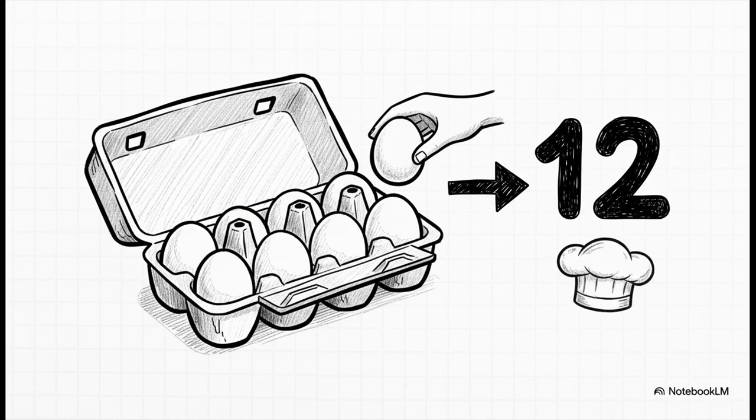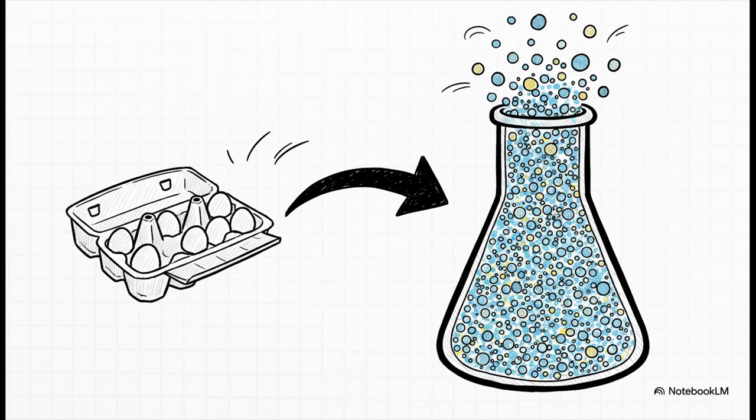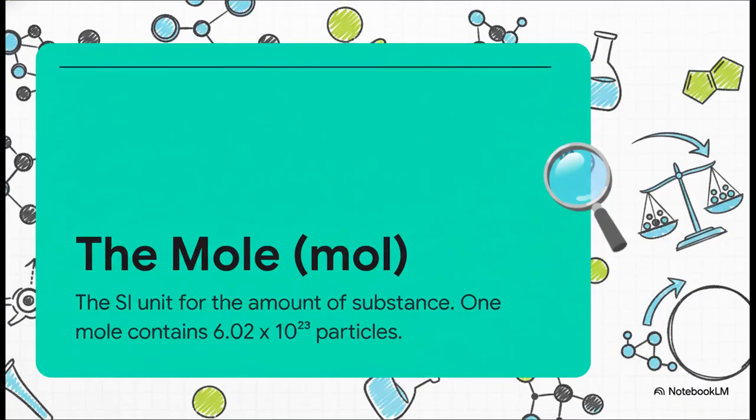I mean, think about it. We use special numbers like a dozen all the time. It's just 12. Right, but for atoms, a dozen is nothing. They needed their own kind of super dozen. And that's where the mole comes in. It's basically just the chemist's version of a dozen.